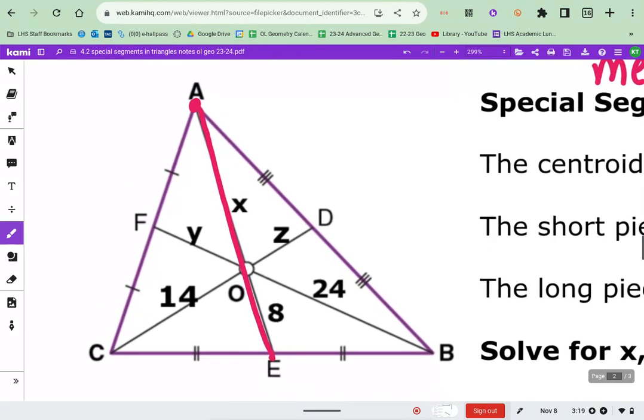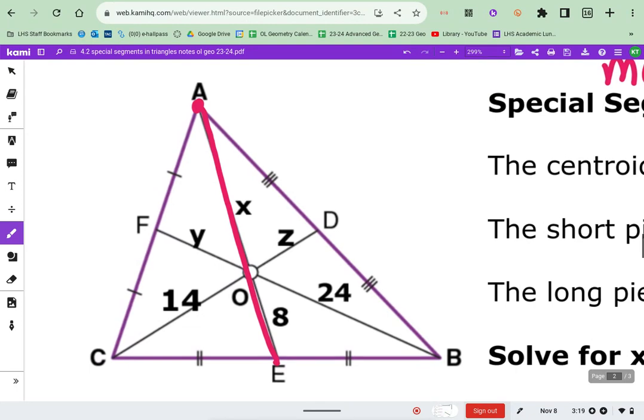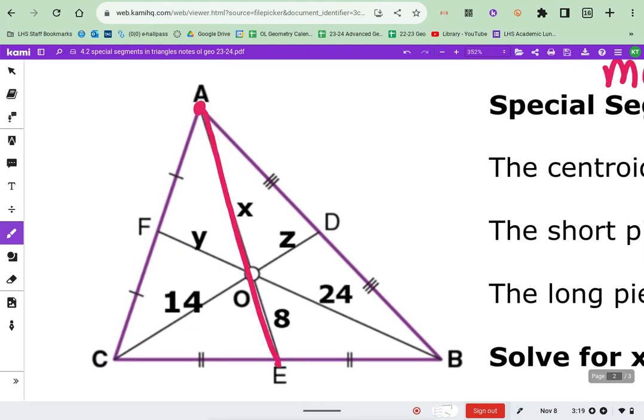Is it C and D also? D is the midpoint also. Yes, so CD is a median, and then BF is also a median.